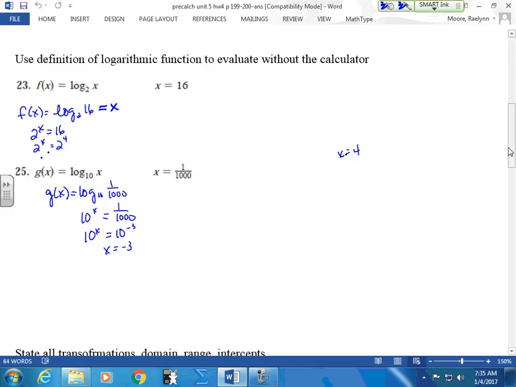Just set this equal to x. 2 to the x is equal to 16. Bring those down to the same base. Logs are exponents, so all the things we use in exponents, we can use in logs. Same thing here. Flip this around, put this in here, and set it equal to something, flip it around and convert that.